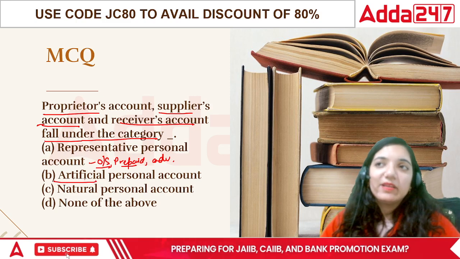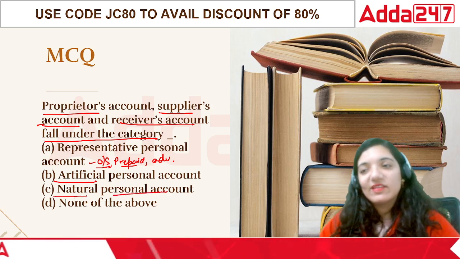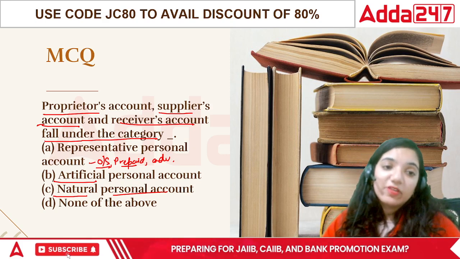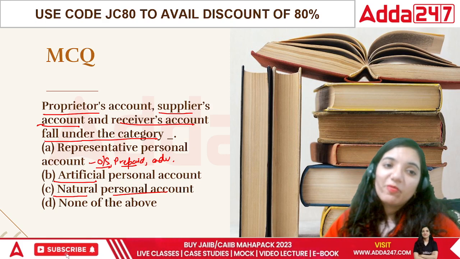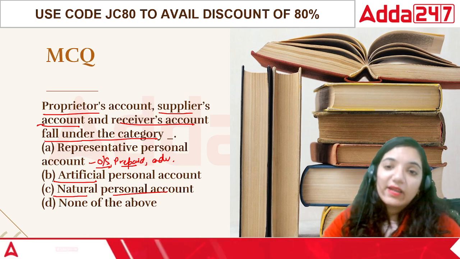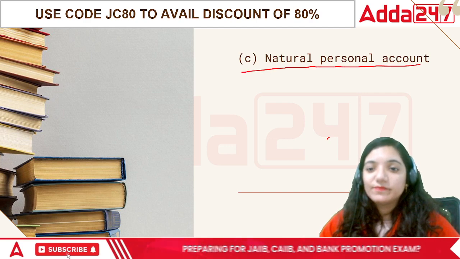Artificial would mean bank, company, AOP, BOI. They are all a part of it. Natural personal account is basically related to the persons there. Then the answer is none of the above. In this case, since we are talking about proprietor's account, we are talking about a proprietor, a person. The correct answer would be natural personal account.